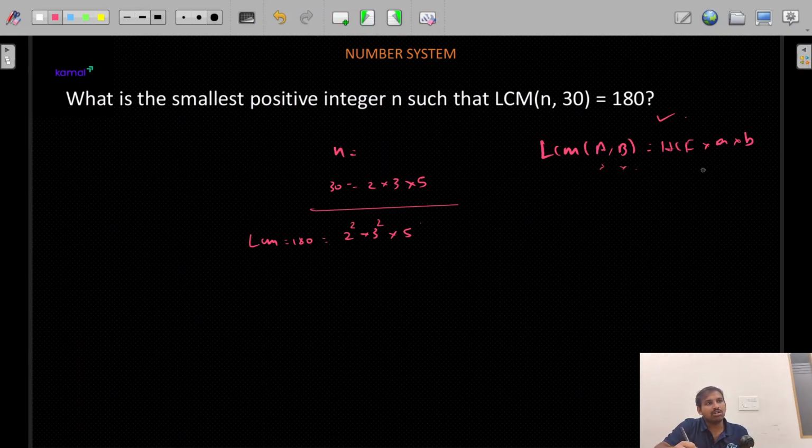But here the question is, we don't know the value of n, but we know the LCM value. In all the previous questions, we knew the values of A and B and we found the LCM. But here, we don't know the value of n, but we know the LCM value. So I will give a small explanation of how to solve this.